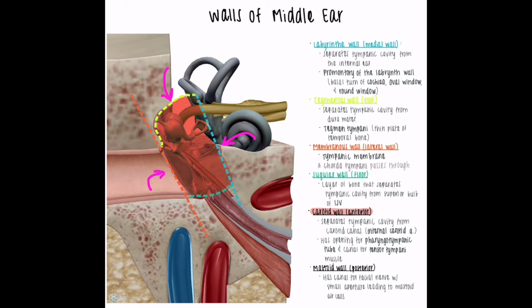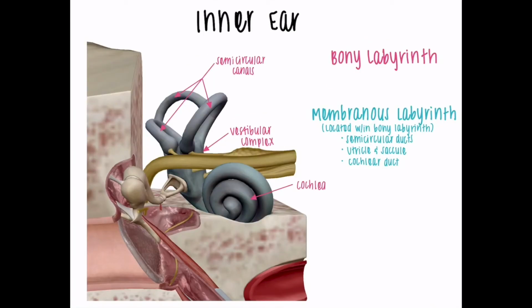The jugular wall, which is the floor, is made up of a layer of bone that separates the tympanic cavity from the superior bulb of the internal jugular vein. The carotid wall, which is the anterior wall, separates the tympanic cavity from the internal carotid artery. And the mastoid wall, which is the posterior wall, has a canal for the facial nerve with a small aperture that leads to the mastoid air cells.